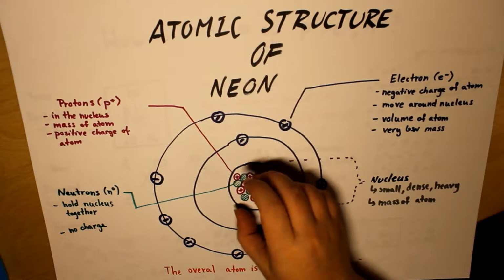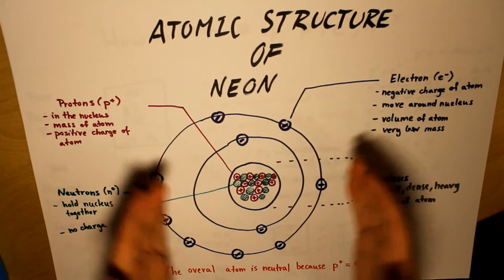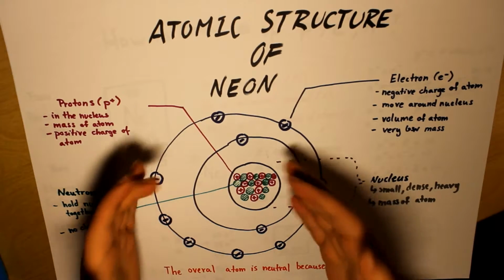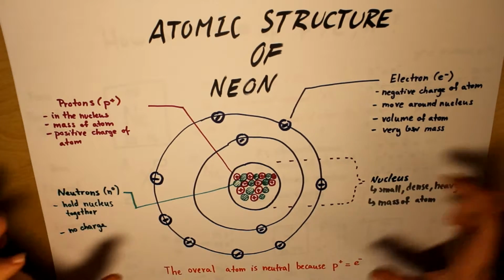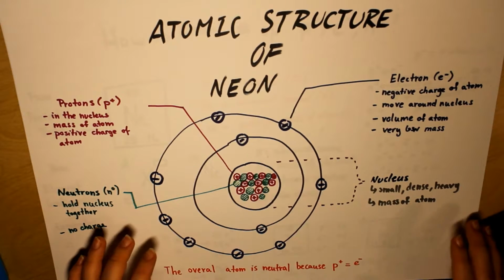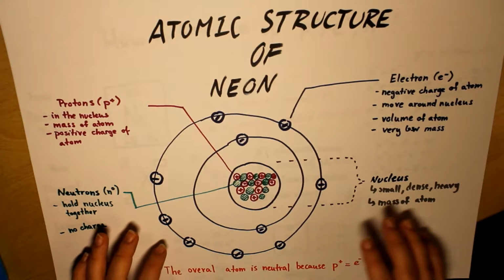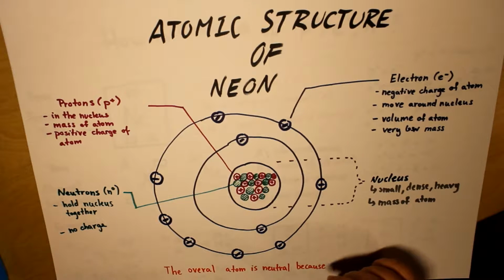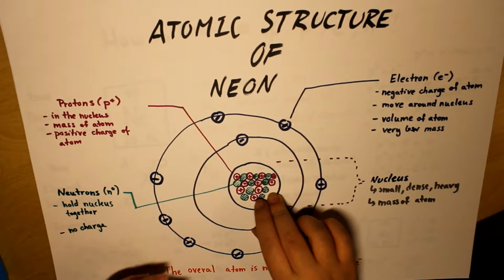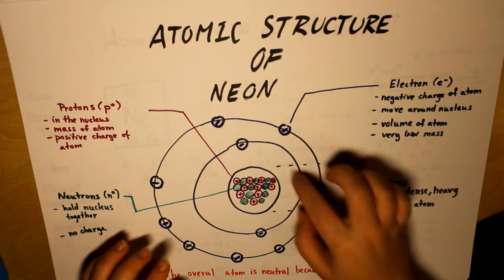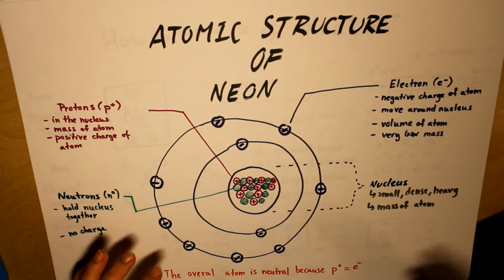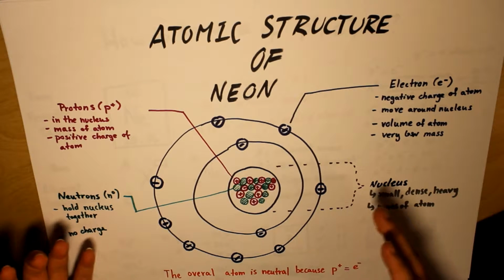So you can see the electrons take up most of the volume of the atom, and the nucleus is really small compared to the big place the electrons take up. The electron also has a very low mass, and that is why we do not take into account its mass when we calculate the mass of the atom. This right here is the nucleus. It's small, dense, and basically consists of the mass of the atom.